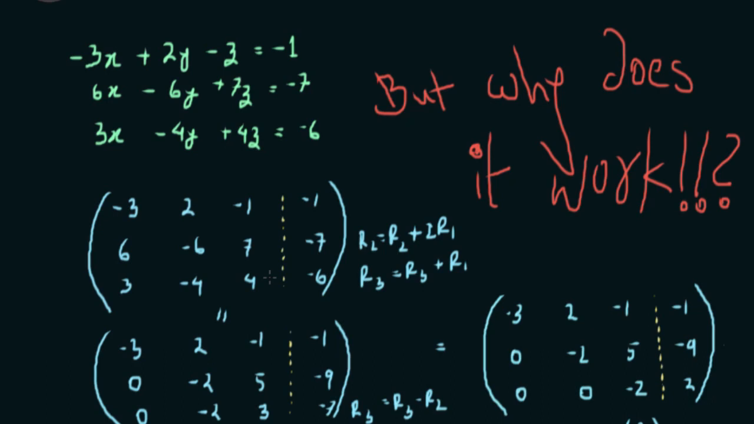Rule number 2, we can swap 2 rows. Suppose this is our first row, this is our third row, and we can swap them whenever we want to. This can go to the top, this can come to the bottom. This is the second operation. Third operation, what we can do is take any row and multiply it with any scalar. That is also something which is allowed. Okay, now let's see why it works.